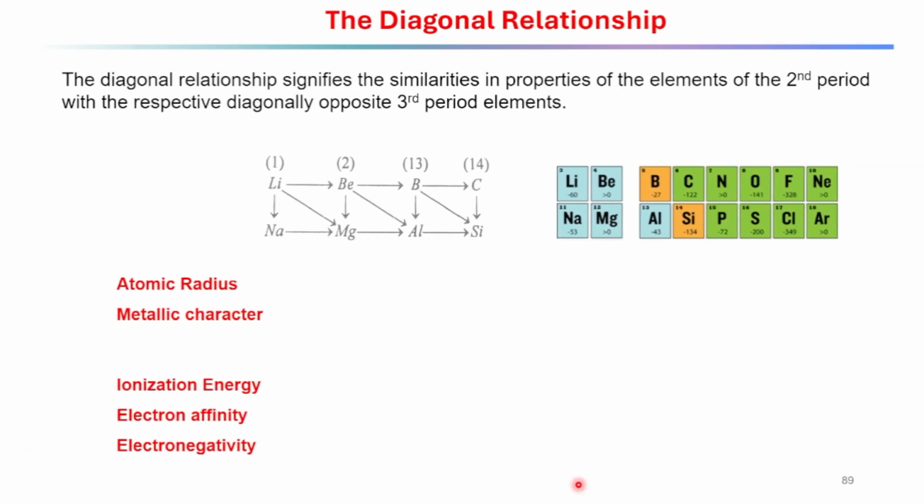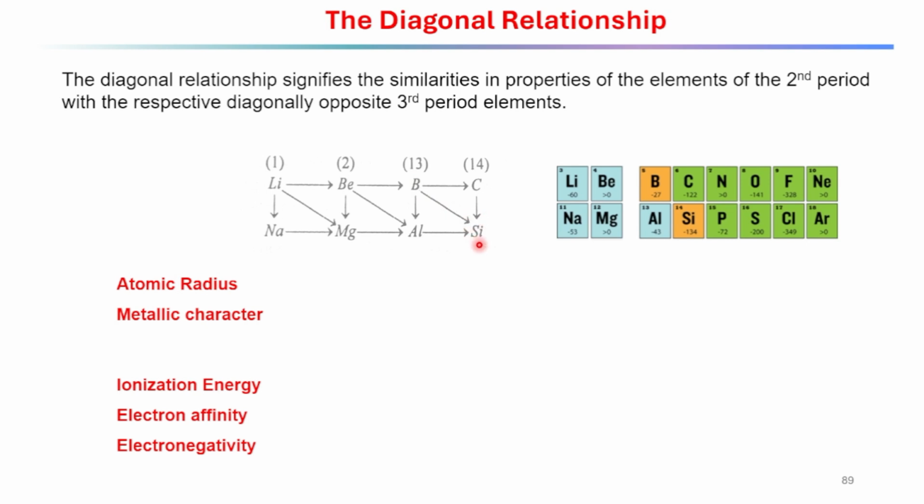Now we will discuss another important feature, that is the diagonal relationship. The diagonal relationship signifies the similarities in properties of the elements of the second period with the respective diagonally opposite third period elements. If you see the second period elements lithium, beryllium, boron and carbon, and the third period elements sodium, magnesium, aluminum and silicon, you will observe that the properties of lithium and magnesium are kind of similar, whereas the properties of beryllium and aluminum are also similar, and the properties of boron are very close to the properties of silicon.